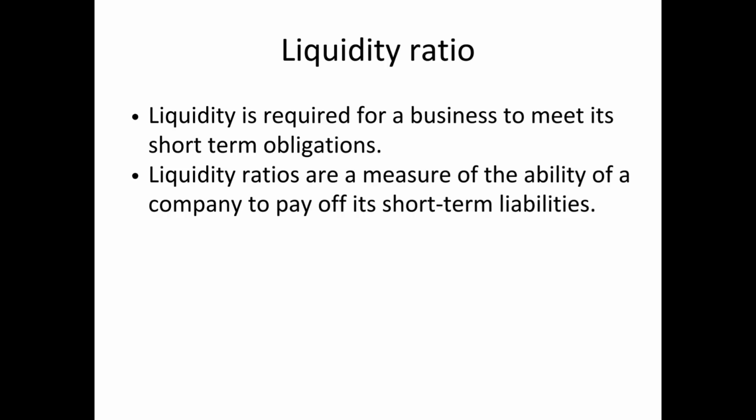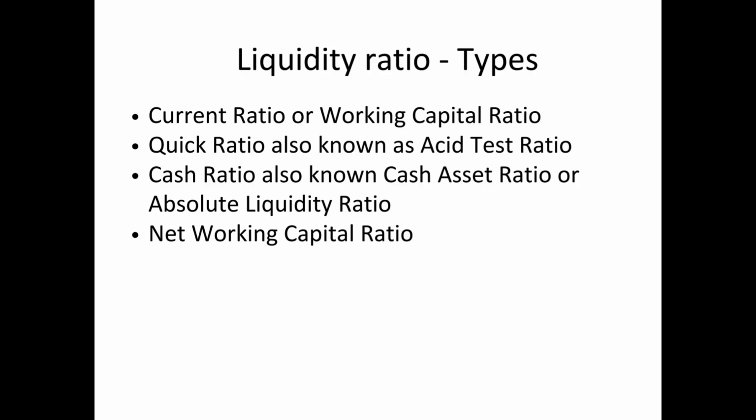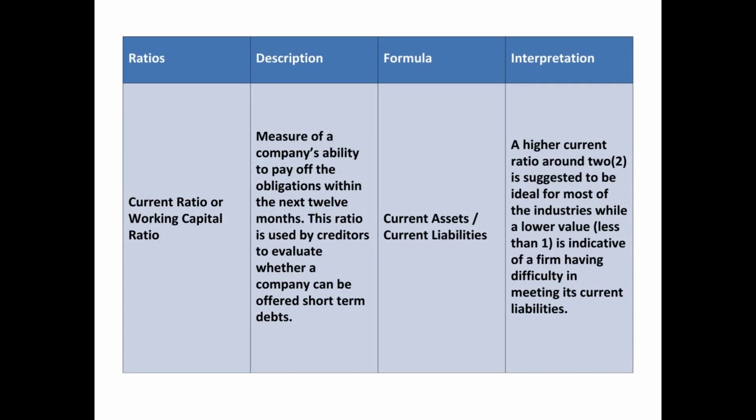There are different types of liquidity ratios, each giving us a slightly different perspective. We have the current ratio or working capital ratio, the quick ratio, also known as asset test ratio, the cash ratio, also known as cash asset ratio or absolute liquidity ratio, and the net working capital ratio. We'll look at each of these in detail. Let's start with the current ratio. This table breaks it down nicely.